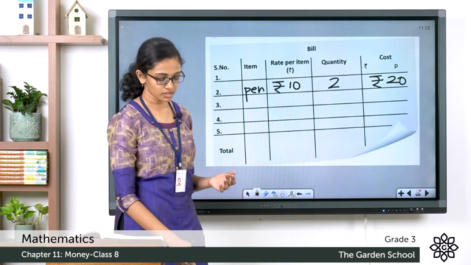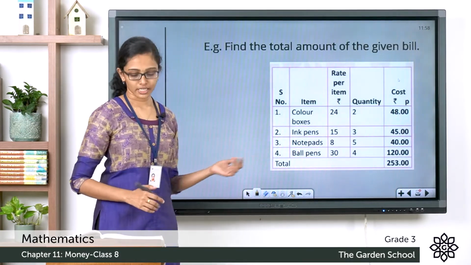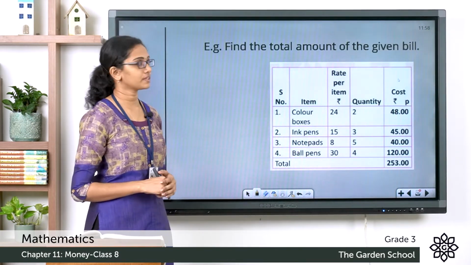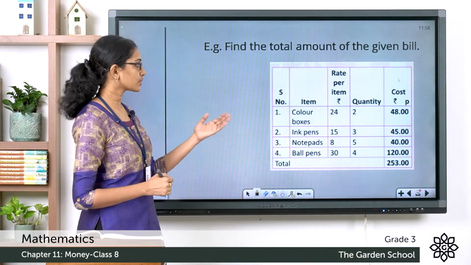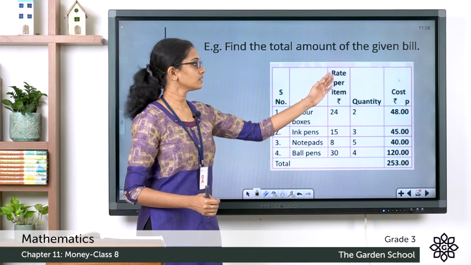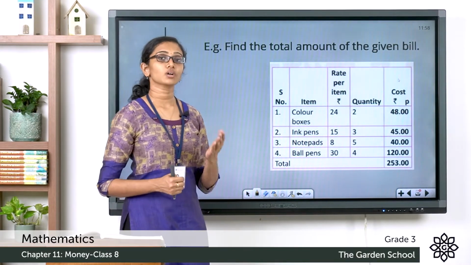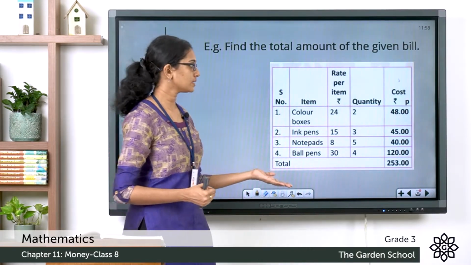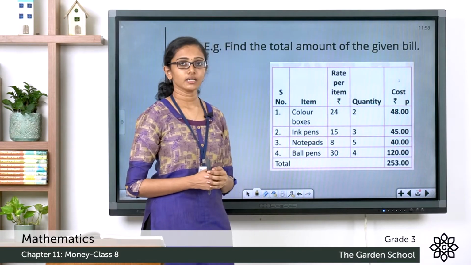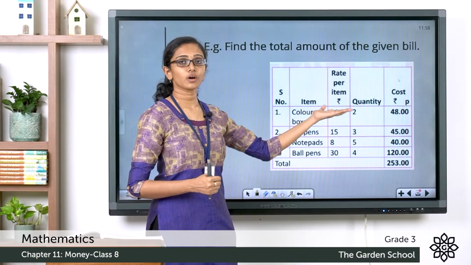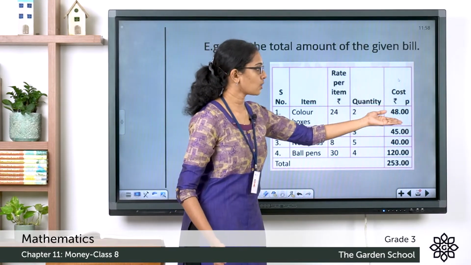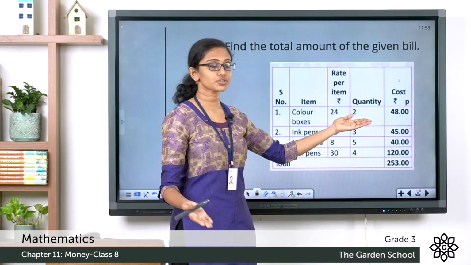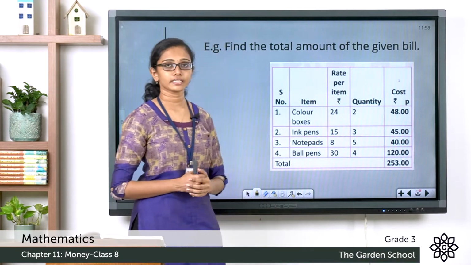Let's see more examples. Here, this is from your textbook, page number 158. You have to find the total amount of the given bill. So here you can see a bill. Here we have the rate per item, which is the cost per unit of that item. Here we have the quantity, where we mention the number of units that we require or the number of units that we are buying. Now the cost of that much quantity of the item we bought.